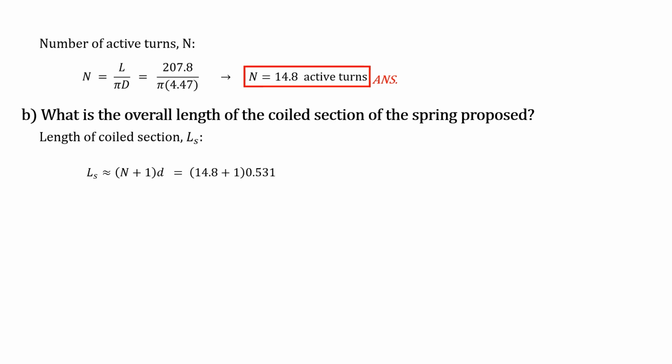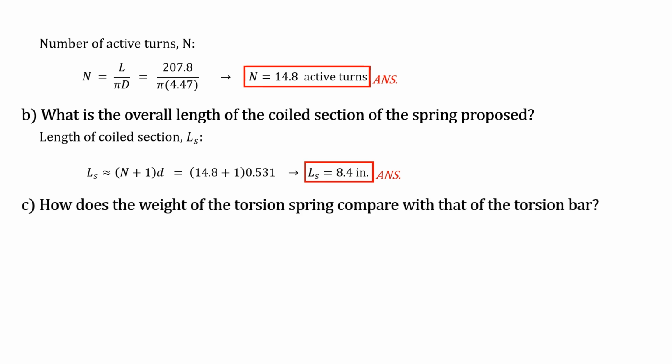If someone really wants to know where this equation came from, just shoot me a message and I will post it on the DGD, or I'll just respond to your email directly, whatever. Yeah, so subbing in our values, you end up with a length of coiled section LS of 8.4 inches. So that's it for part B.